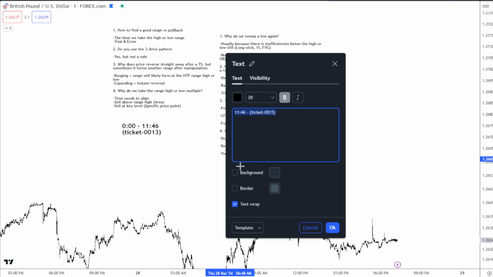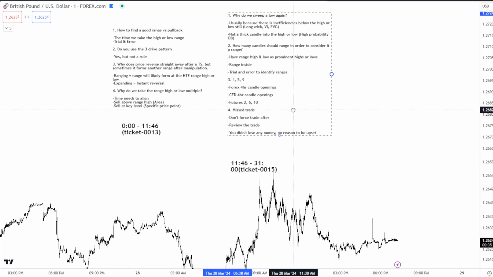So that's ticket. Oh, thank you. Maybe I wait for turtle soup never came, or maybe it sweep my entry and then I have to wait for entry again. But one thing is clear, I'm getting better. Thanks, putting me in the right direction. Okay, ticket. That's from 11:46 to 31 exactly.